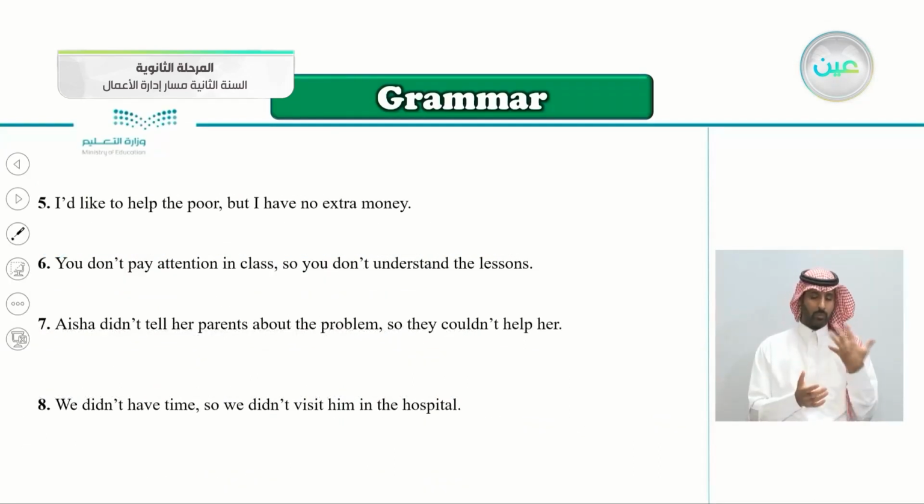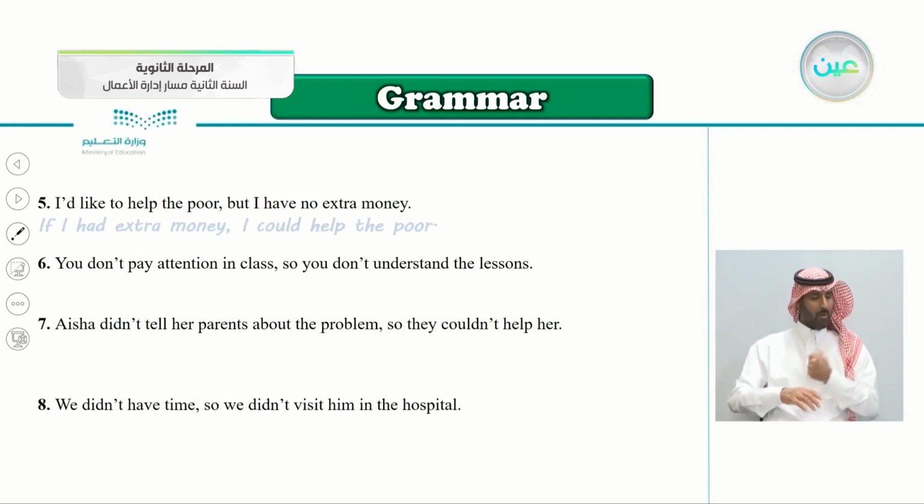Number 5, I'd like to help the poor, but I have no extra money. I would, of course here, I'd like to help the poor, but I have no extra money. Very good. If I had extra money, I could help the poor.